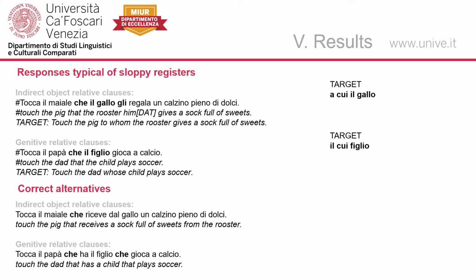On the other hand, we observed two common strategies among participants, using a subject relative with verb change, "tocca il maiale che riceve dal gallo un calzino pieno di dolci", where the indirect object of the target response becomes the subject of the correct alternative. Finally, instead of a genitive relative clause, two subject relatives were produced. "Tocca il papà che ha il figlio che gioca a calcio".